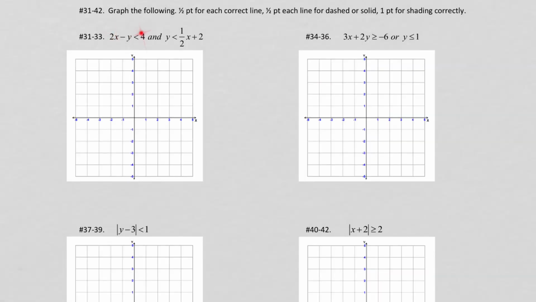Because 2 and 1 go into 4, I'm going to use the intercept method. If I cross out the y, x is 2. So on the y, oops, I'll put a dot at 2. And then if I cross out this, negative y is 4, so y is negative 4. Because there's no equal sign here, I'm going to draw a dashed line.